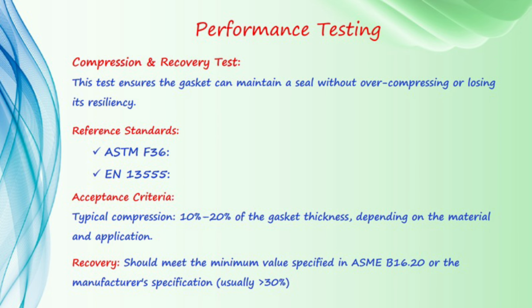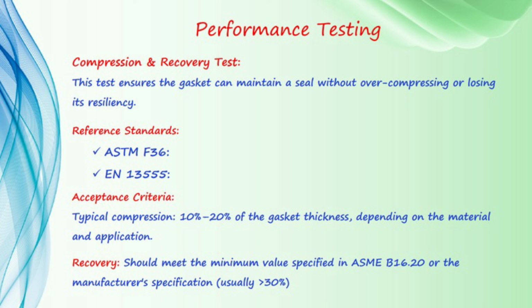Now here comes the performance testing of the spiral wound gasket. Generally, these performance testings are carried out by the manufacturer. However, they are not mentioned in the mill test certificate. But if the project specifications mention this specific requirement, then the QC inspector has to check this requirement in the mill test certificate. In performance testing, the manufacturer carries out two tests, compression and recovery test. This test ensures the gasket can maintain a seal without over compressing or losing its resiliency.